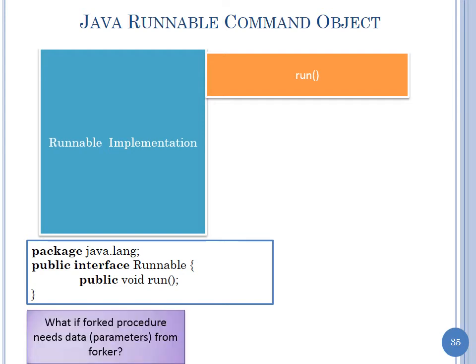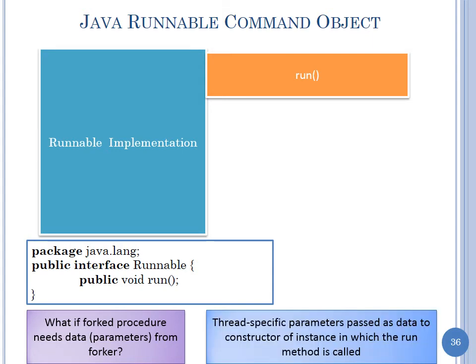So I just said earlier that a forked procedure might need data parameters from the forker, and I have to decide the signature of run, and we made run a parameterless method. So my next question is, how do we pass application-specific data to this run method? Okay, so we have the run method, and as you mentioned, you can just put the data somewhere in the object before you call run.